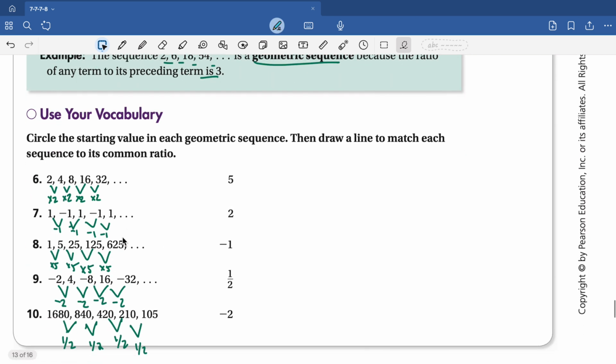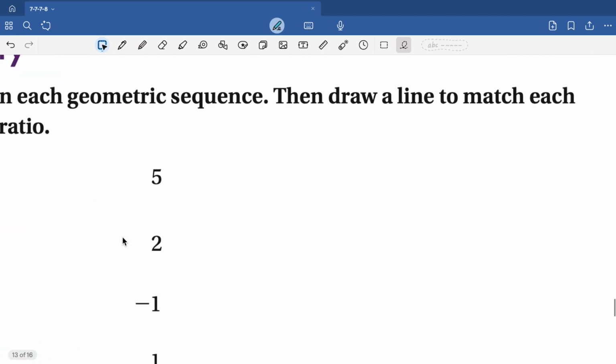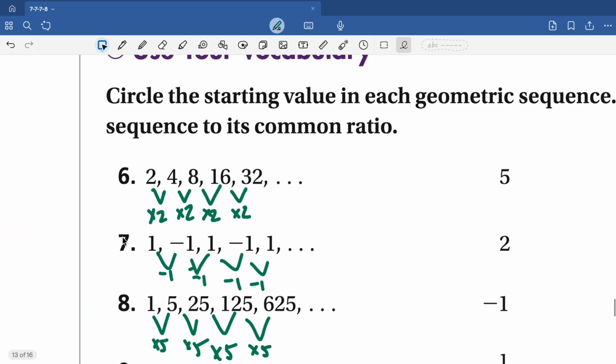Now we're going to identify the starting value for each geometric sequence, and then we're going to find the common ratio. So the starting value for each sequence is basically the first term. So for number 6, it's 2, and each term is being multiplied by 2. So the common ratio here is 2.